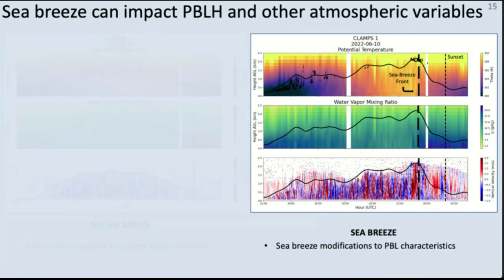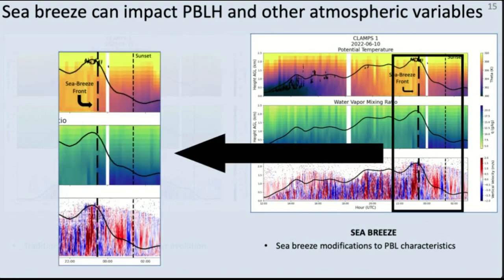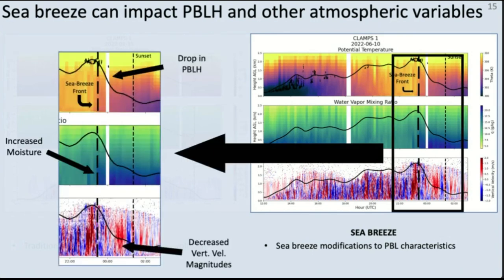On the right-hand side, we have a sea breeze case, and not only do we see differences in this PBL height evolution, but we can also see some differences in the characteristics and parameters within the PBL itself. So if we zoom in a little closer to this sea breeze passage, we can see that there is a clear decrease in the PBL height as the cooler and more moist air mass advects over the CLAMPS 1 site. There's also a decrease in the magnitude of our vertical velocity observations, indicating less turbulent conditions after the sea breeze front passes over.